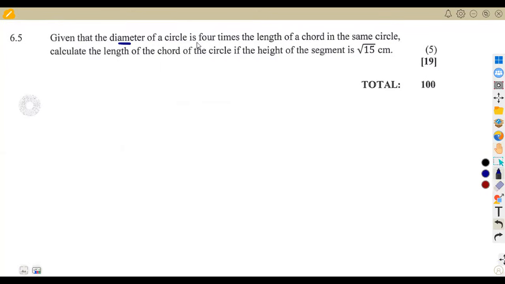Given that the diameter of the circle is 4 times the length of the chord, we saw that the length of the chord is given by x. So meaning to say our diameter is equal to 4x, 4 times. All right. So of the same circle in this case, calculate the length of the chord, which is x. So the question is for us to calculate x of the chord if the height of the segment is, we are given the height of the segment, which is square root of 15.